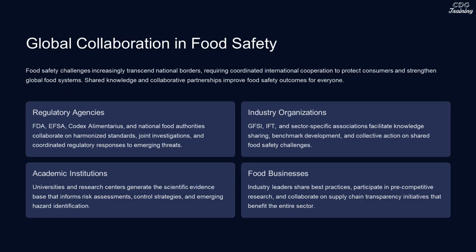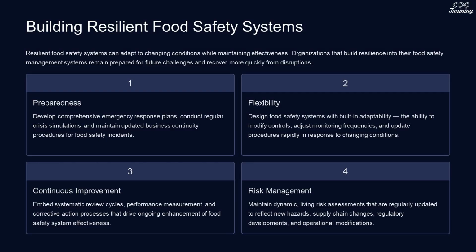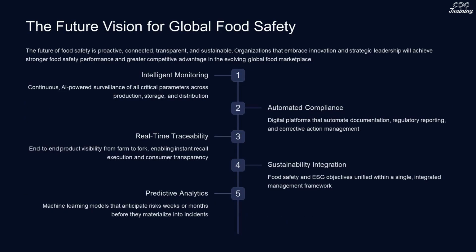Global collaboration in food safety involves regulatory agencies, industry organizations, academic institutions, and food businesses working together to protect consumers. Building resilient food safety systems involves preparedness, flexibility, continuous improvement, and risk management. The future vision for global food safety includes intelligent monitoring, real-time traceability, automated compliance, and sustainability integration.